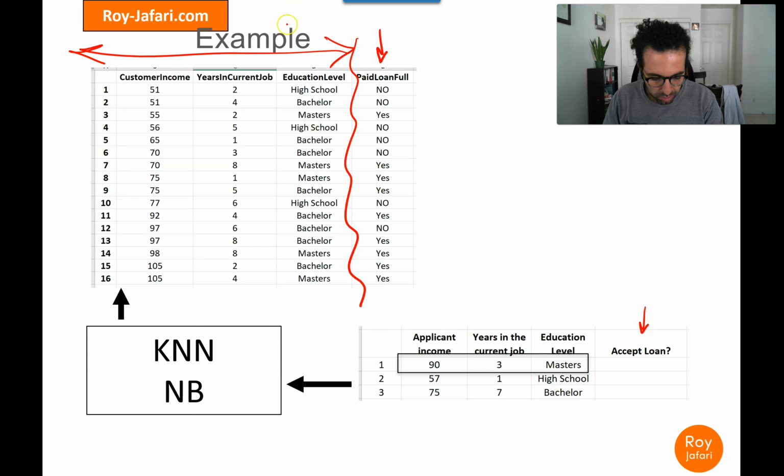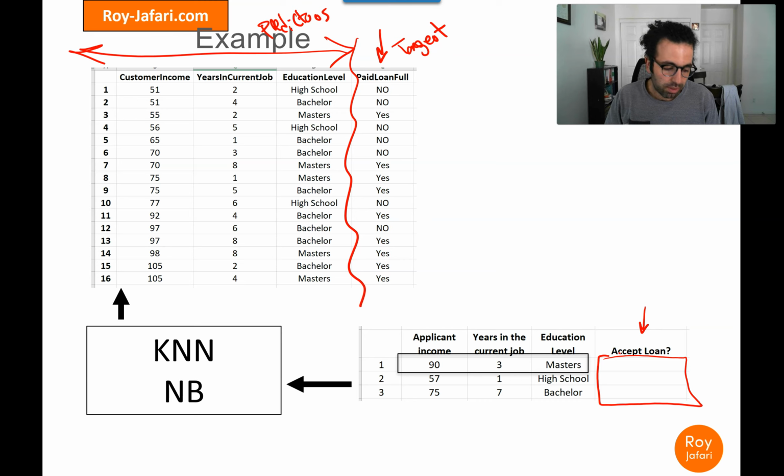These are independent attributes, these are predictors, and this is our target, or our dependent attribute. Our data set has labels for targets, but for our new data set, for which we are interested to know if we should accept the loan or if these customers are going to pay the loan in full, we are going to use the knowledge we can get from this data to come to a decision about these new data. That's what we are trying to do here.